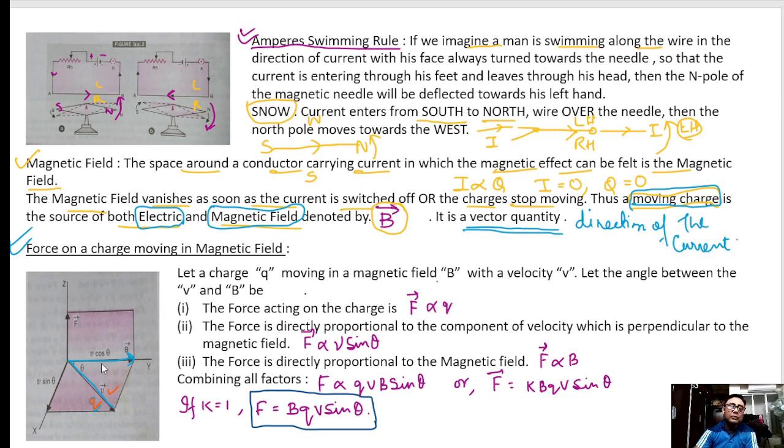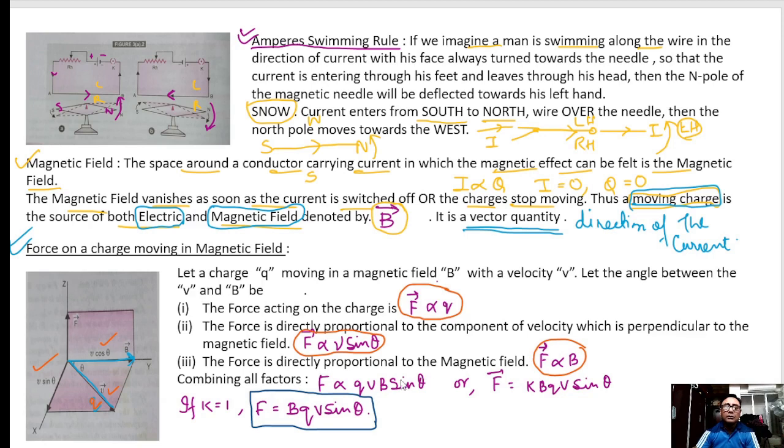So this v can have two components. One is v cos theta, which is along the magnetic field. One is v sin theta, which is perpendicular to the magnetic field. So remember, the force acting on the charge is proportional to the charge, proportional to the perpendicular component of the velocity, and proportional to the magnetic field.